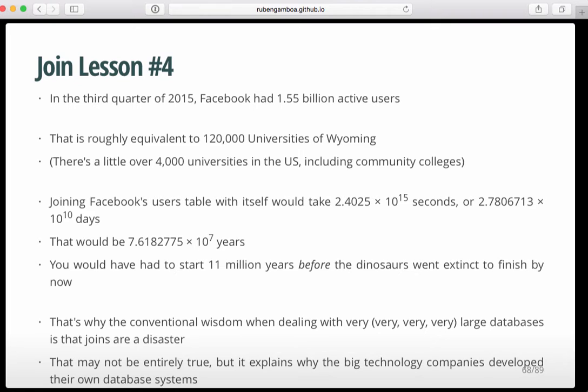So conventional wisdom when dealing with large databases is that once you start using joins, you are doomed, okay? You are just not going to be able to do what you want. Now, I don't consider that true, okay? But it's certainly not entirely false. So it's one of those engineering rules that is true in context, okay? But it definitely explains why Facebook doesn't use a relational database. They use their own database called Cassandra. It's why Google doesn't use relational databases. They use their own database called Bigtable. It's why Amazon doesn't use relational databases. They use Dynamo, and so on and so forth.